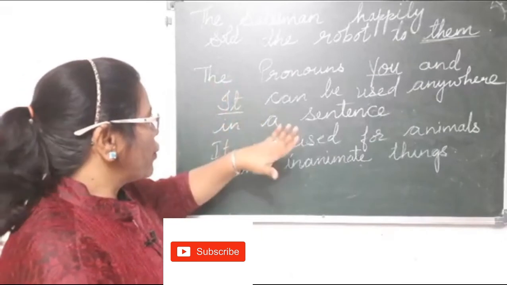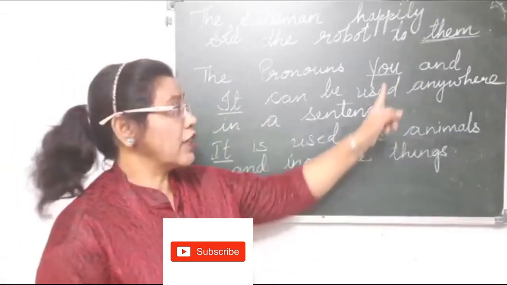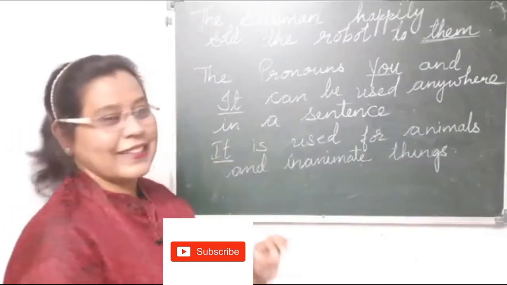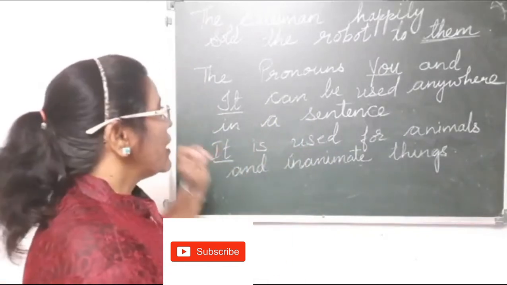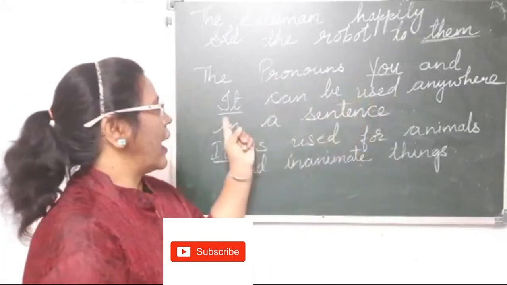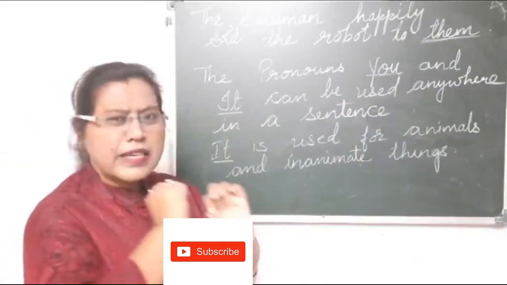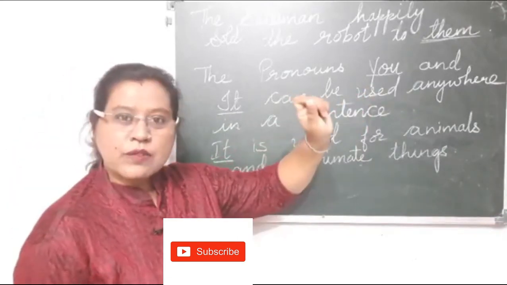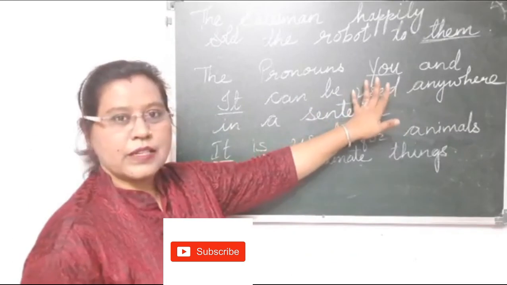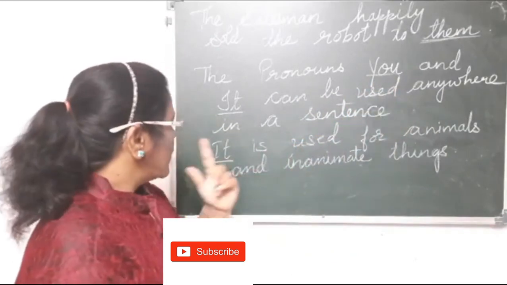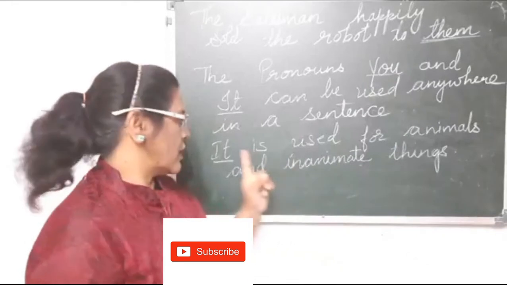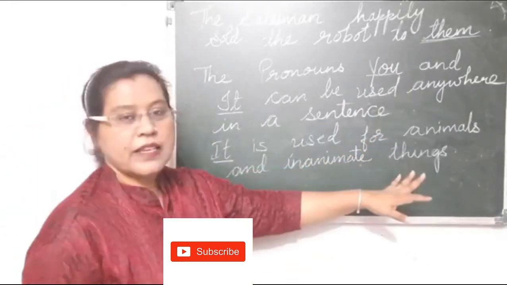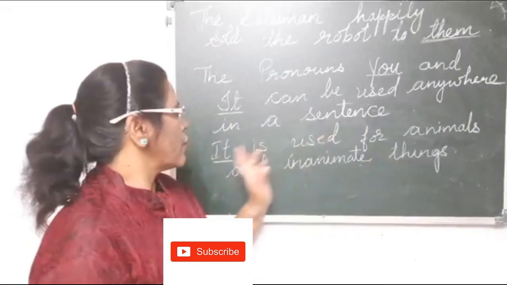The pronouns you and it, especially, can be used anywhere in a sentence. Just keep this in your mind. You is used as singular and also plural. There is no difference in that. It is used for animals and inanimate things. You can use it for inanimate things.